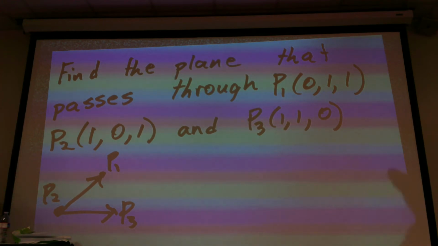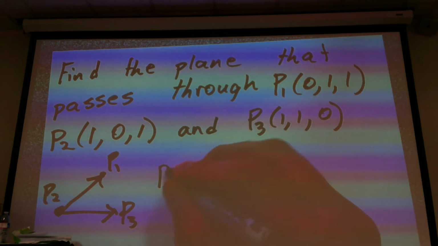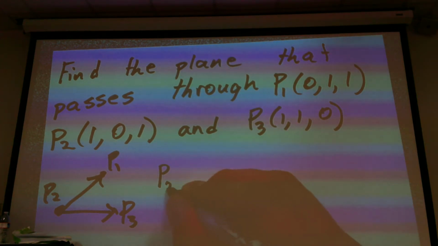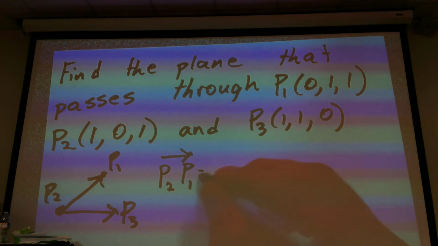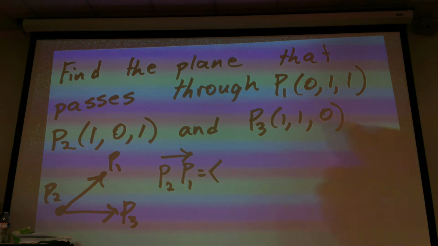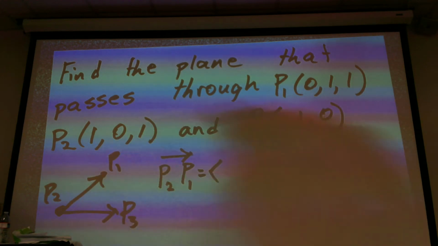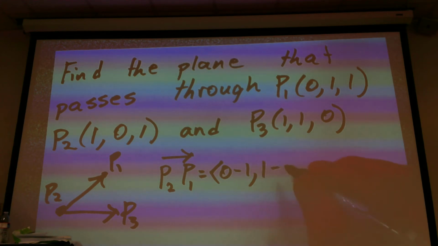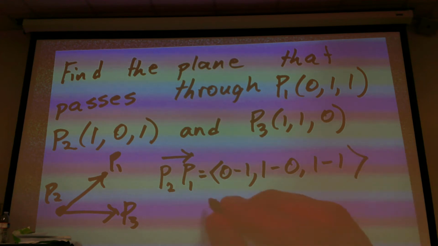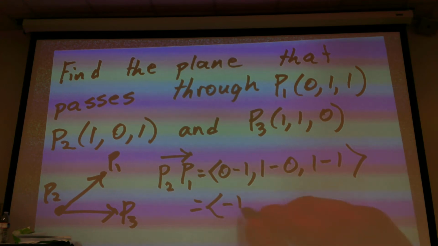So if I describe the vector P2, P1. Okay. So that would be, right, so terminal point minus initial point, that would be 0 minus 1, and then 1 minus 0, and then 1 minus 1. Okay. And now that would come out to be -1, 1, 0.